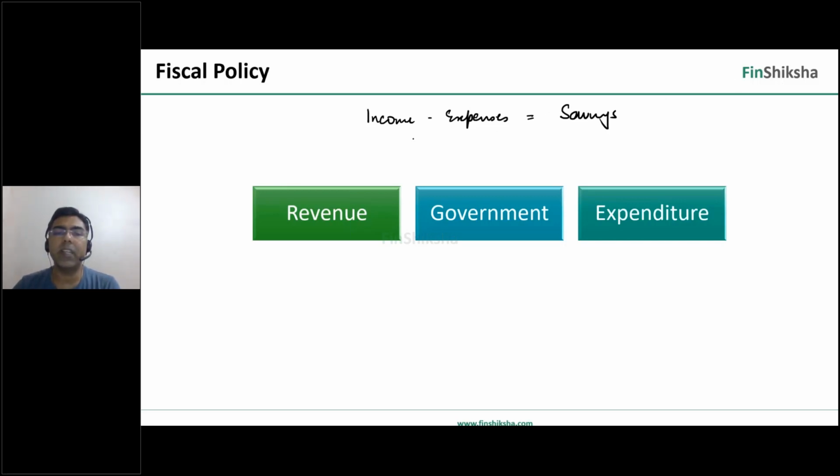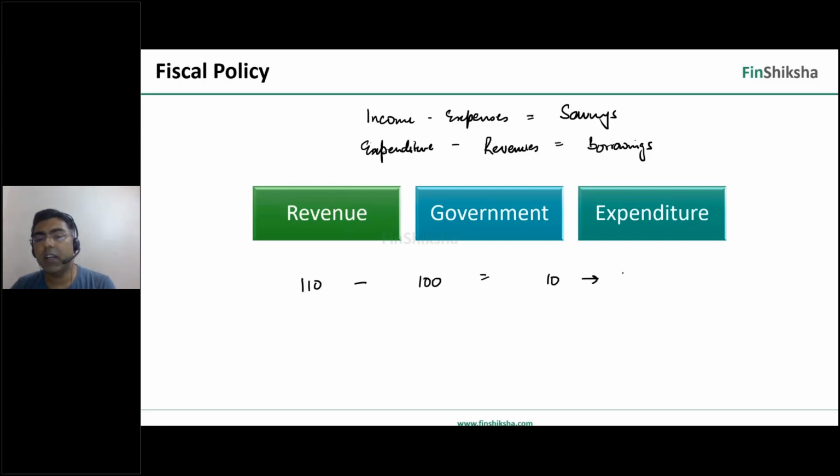The purpose of the government is to basically ensure that enough spending happens, right? So the government actually builds it the other way around. They find out what the expenditure is, then they find out what the revenues are, and based on that they find out if there is a deficit, which has to be funded through borrowings, right? If the expenditure is 110 and revenue is 100, then you will have a borrowing of 10. That's what is commonly called the fiscal deficit. The term that we keep using, that's called the fiscal deficit, right?